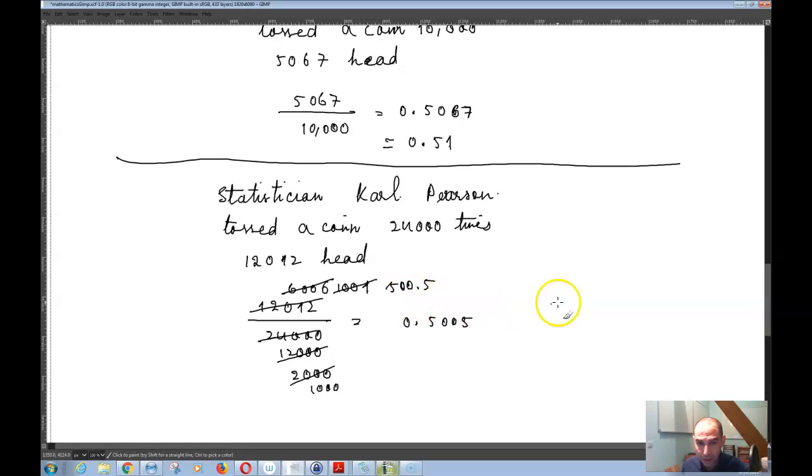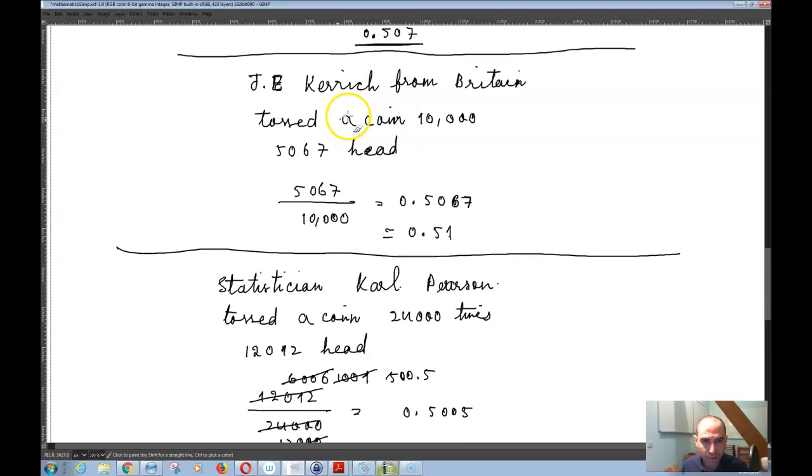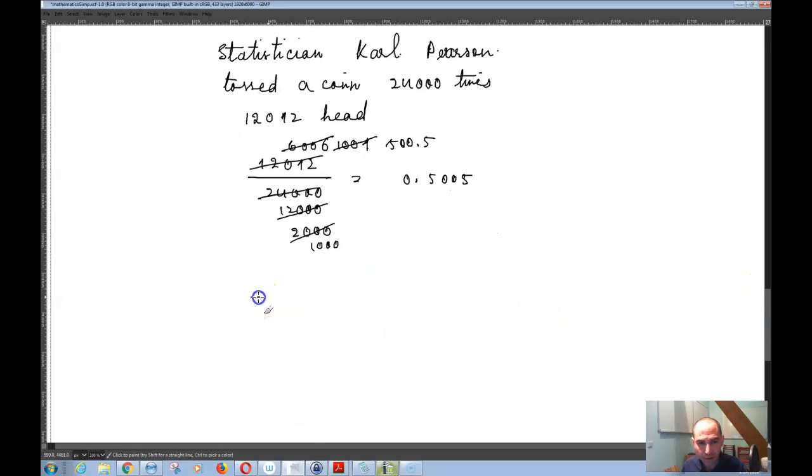Now, as you can see, as you increase the number of times that you actually toss the coin experimentally, meaning that you actually do it, the numbers are getting closer and closer to 0.5, or basically 1 by 2.